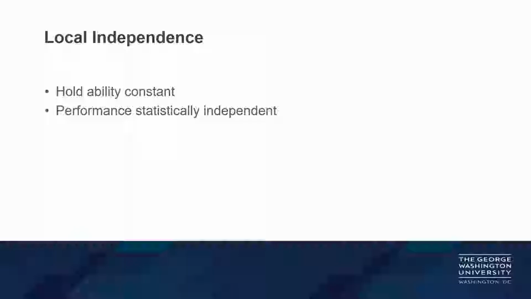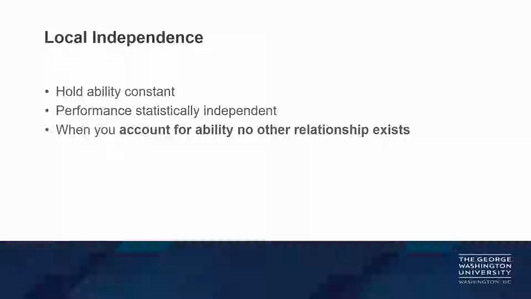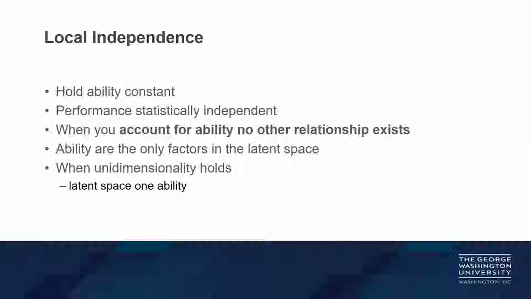When we consider local independence, if we were to hold ability constant, our performance statistically should be independent. So when we account for ability, no other relationship exists. Ability is the only factor in the latent space. Assuming our unidimensionality holds, then we can say that our latent space has one ability. We can consider this as a joint distribution.